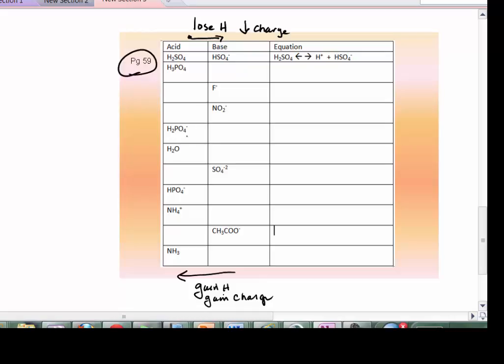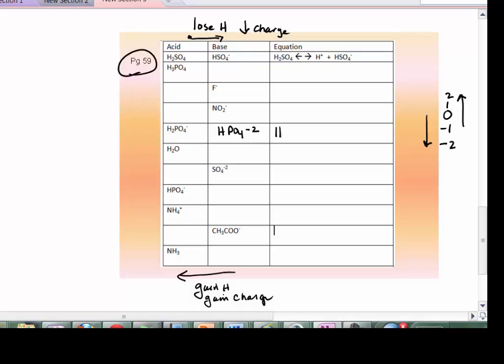For example, H2PO4-, if that's the acid, it will lose one of those hydrogens and it will lose a charge. And when you're talking about losing charges, you want to be on a number line. This is going up the number line, this is going down the number line.